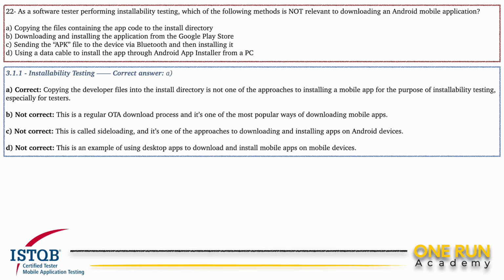Moving to option B, getting the app from the Google App Store over the air.